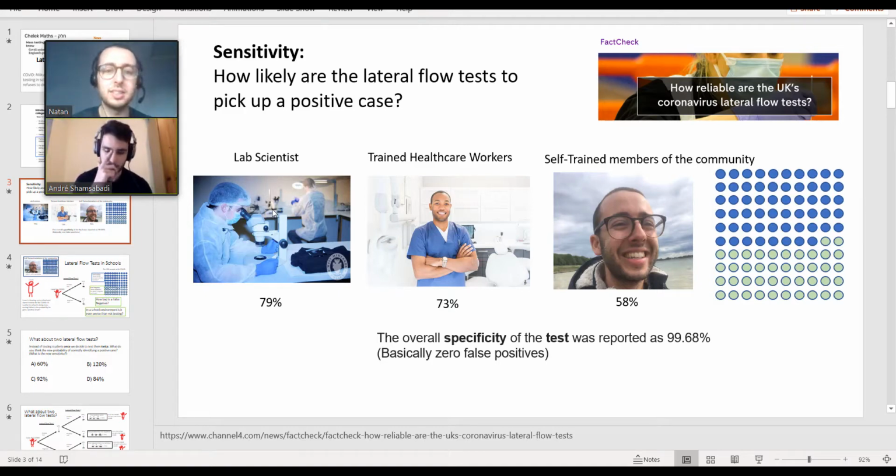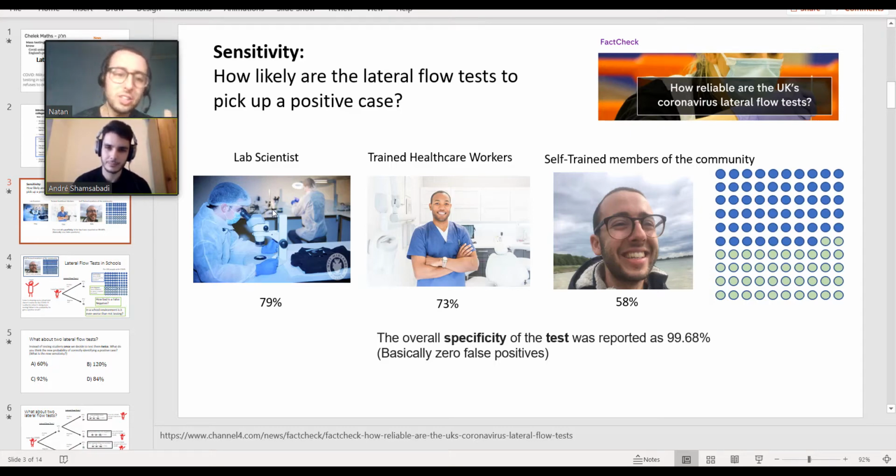Lab scientists, healthcare workers, trained healthcare workers, and self-trained members of the community. And I've put my face there because I am one of those, or might be one of those self-trained members of the community, not a healthcare worker, not a lab scientist, just a person administering these tests. And actually, these tests in schools are going to be self-administered by the students. So they are very much self-trained members of the community.